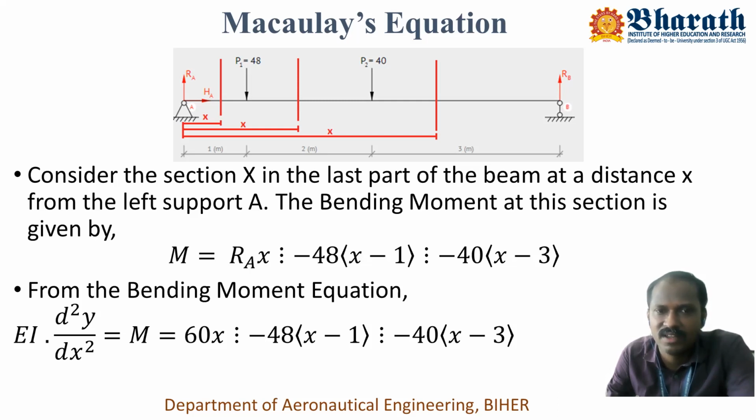So the bending moment will have three particular terms which are separated from each other using these three vertical dots. And we are going to equate this bending moment to the Euler-Bernoulli equation, that is EI into d square y by dx square should be equal to the moment acting, that is nothing but 60 into x. So we have found out RA as 60. I'm going to substitute that RA as 60 into x minus 48 into x minus 1 minus 40 into x minus 3. So this will be the bending moment equation. And again, you have to remember that x minus 1 and x minus 3 are written in a special bracket which is called the Macaulay function.